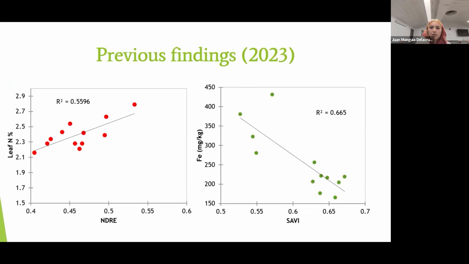Our previous research from last year shows that we did find correlations. For example, on the left chart, we found a positive correlation of NDRE and leaf nutrients. On the right, we have a chart of SAVI and iron. In this chart, we have a negative correlation.